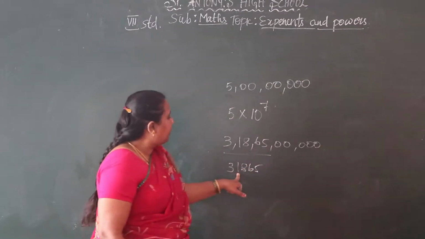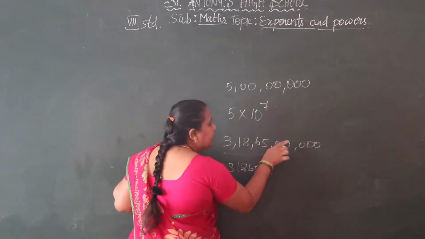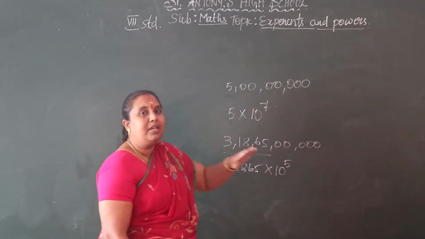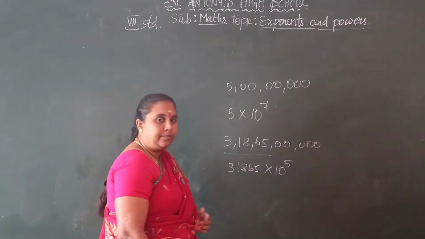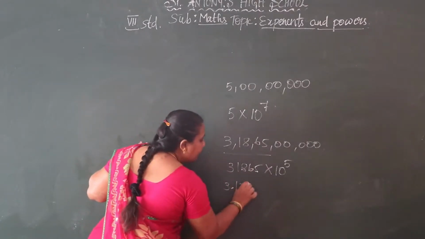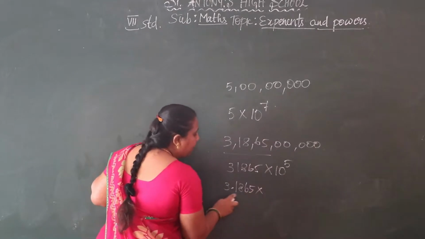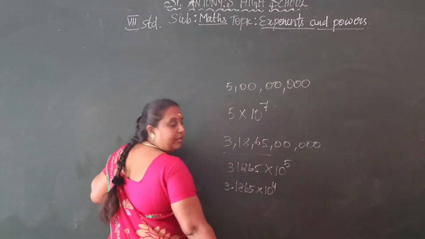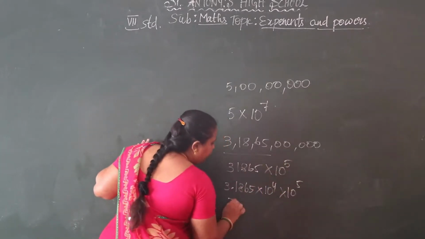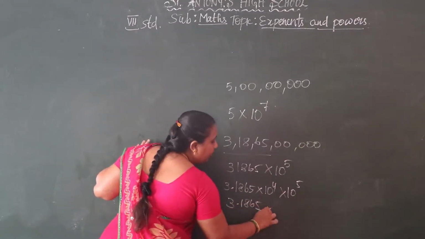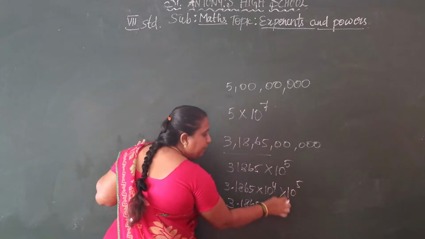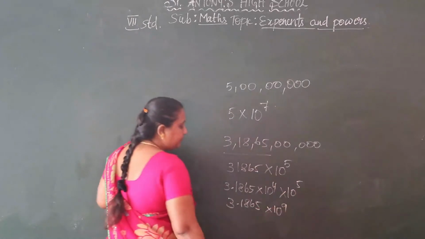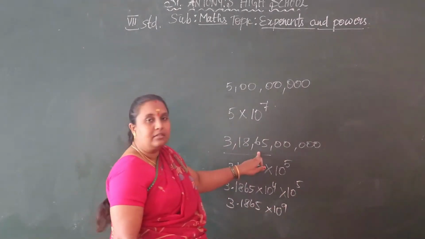So 31,865 into how many zeros are there? 1, 2, 3, 4 and 5 zeros. 10 to the power of 5. Then we have to write here 3.1865. How many digits do we have in the decimal part? 1, 2, 3, 4. So 10 to the power of 4 into 10 to the power of 5. A power m into a power n gives a power m plus n. So 10 to the power of 4 plus 5, that is 9. So this is the standard form of the given number.